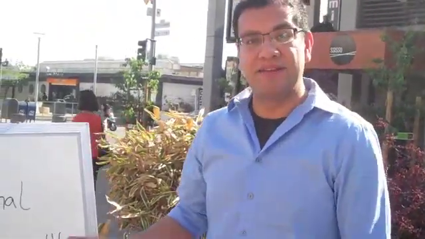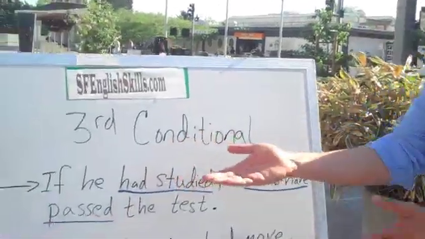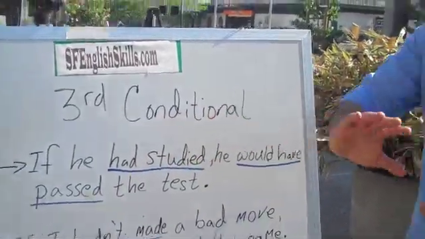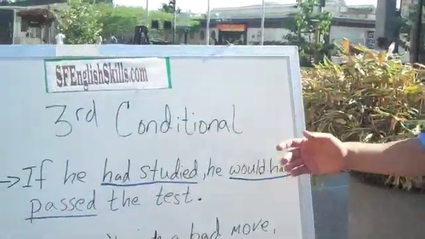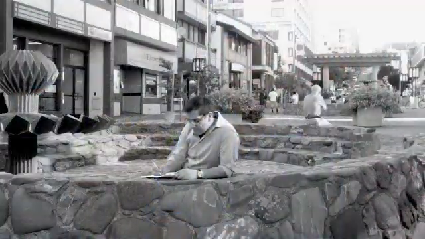Now let's look at the meaning of these sentences. If he had studied, but he didn't study, he would have passed the test. So he also didn't pass the test. Totally imaginary and talking about a past situation.